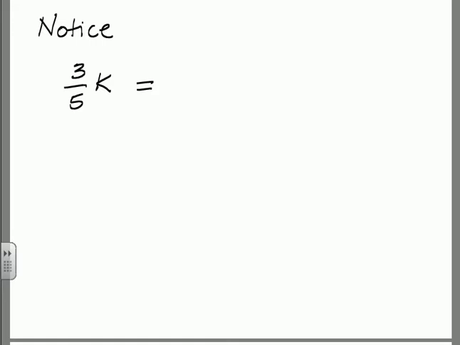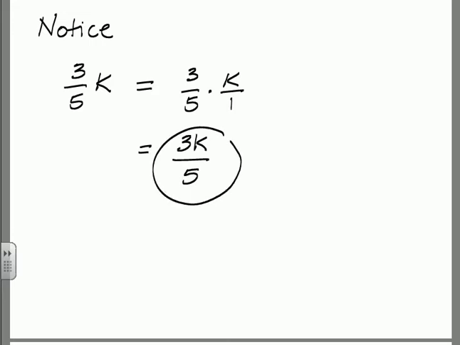So if we have 3/5 k, recall that that means 3/5 times k, and you can throw that k over 1. So you would end up with, multiplying across, 3k over 5. And there's an advantage to writing it like this versus like this, because it's just one fraction now. Okay, let's see how that comes up in the next example.